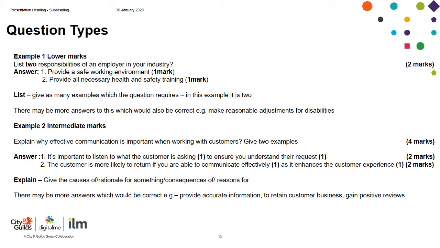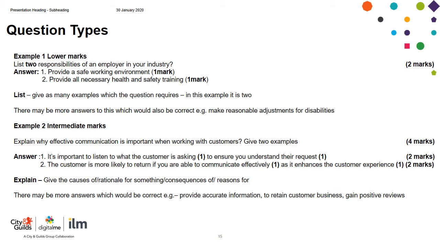So on this slide, you can see how the questions and answers are structured for the 2-mark and 4-mark questions. For example, the command verb here is list. And list, the definition is give as many examples as the question requires. In this example, it's asking for 2. So it's saying, list 2 responsibilities of an employer in your industry.